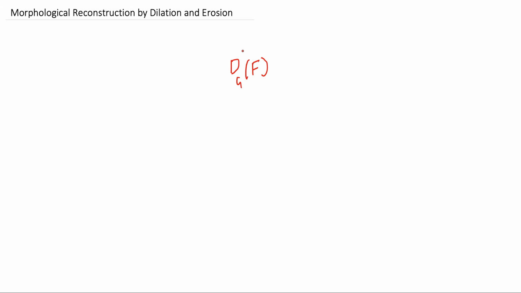Suppose that you are doing it for k times, then you can say that this process is actually a reconstruction by dilation of an image F using the mask G. So the only difference in morphological reconstruction by dilation is that you are performing the geodesic dilation k times, then it will become the morphological reconstruction by dilation. Now the question is, what is k?